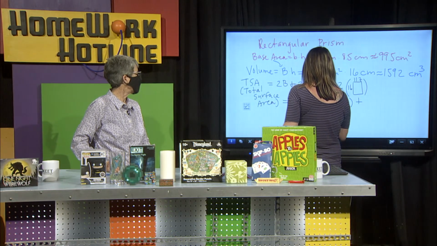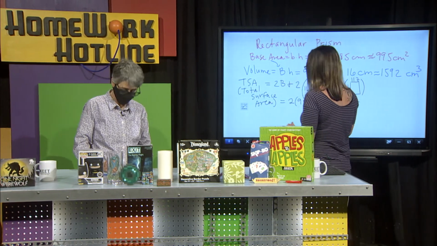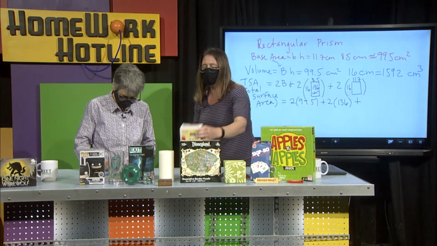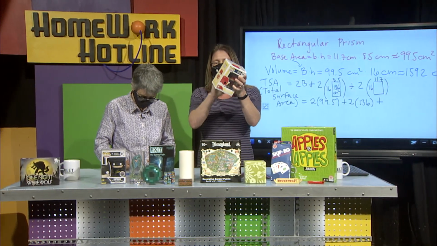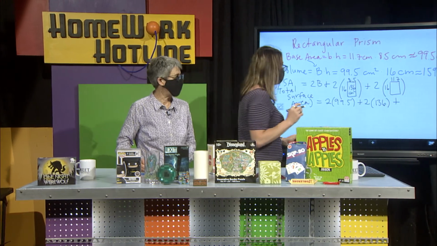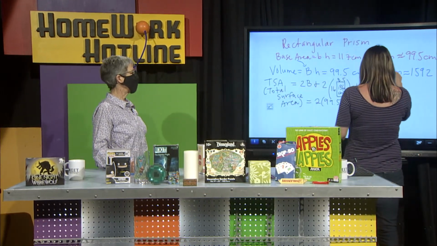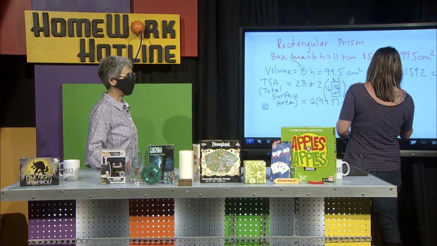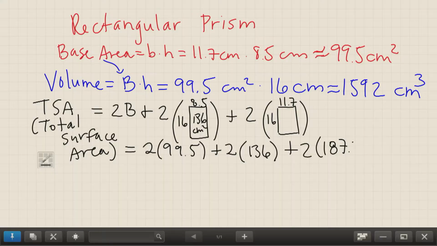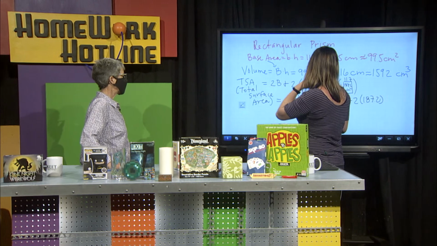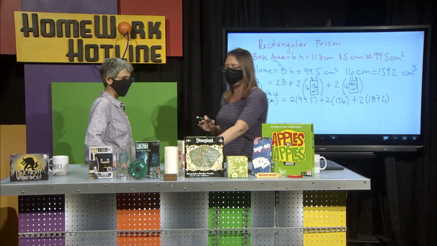Centimeters squared. There we go. And then we got 16, I'll get some better units in there. 11.7. Okay, and that's going to be the front and the back. Sweet, 187.2. That was what we had up here before, remember? 187.2, so I'm going to write it in here too. 187.2 centimeters squared. So basically what we've done is we've taken 2 sets of each of these.